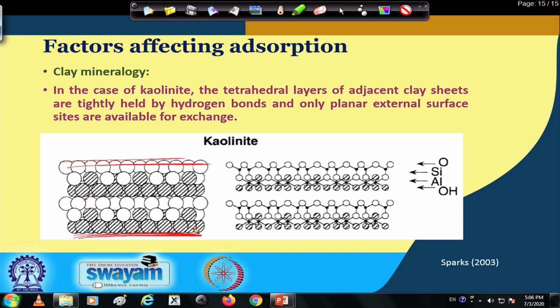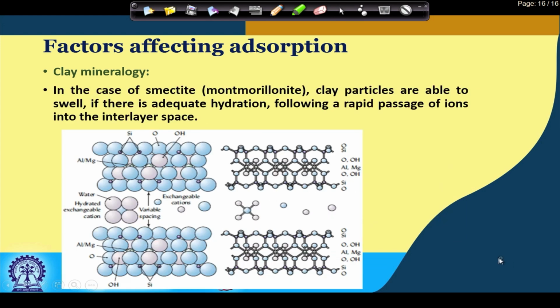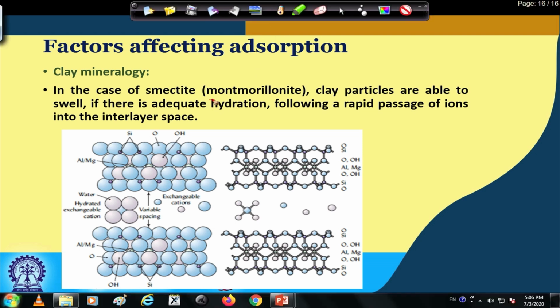So, you can see here that the specific structure of the clay mineralogy is controlling the sites where these exchange reactions for adsorption are occurring. Okay. Now, in case of smectite, what do you see? Specifically in case of montmorillonite, which is one of the most important expanding clay minerals, we can see that clay particles are able to swell, obviously if there is adequate hydration, followed by a rapid passage of ions into the interlayer space. We have also discussed this.